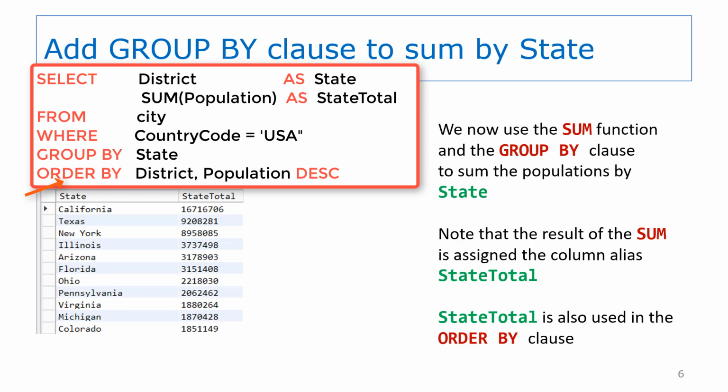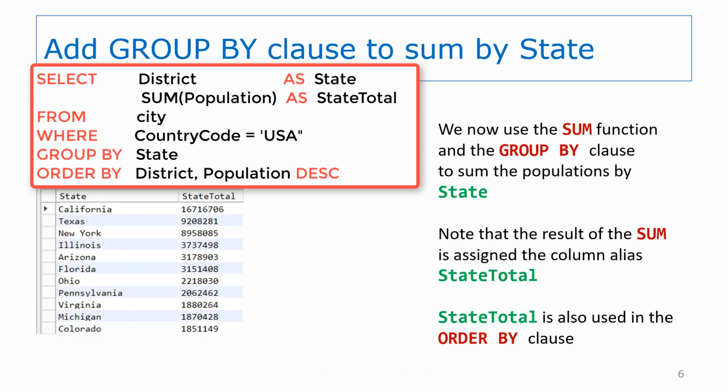In the order by column list, I can refer to the state total column alias that was computed with the sum function. So now I have most of what I want. I have a list of states in descending order by their population. Now a quick side note, the state total values shown here are not the total population of the state.